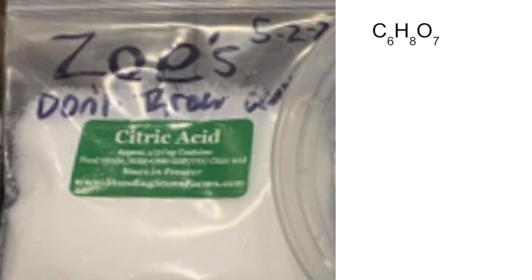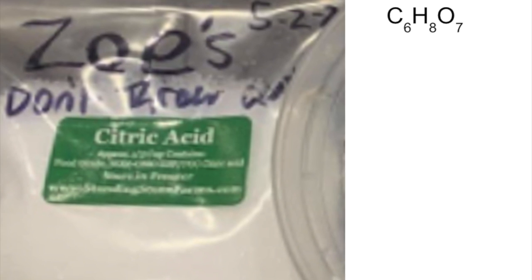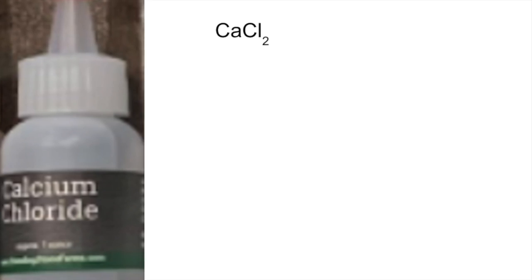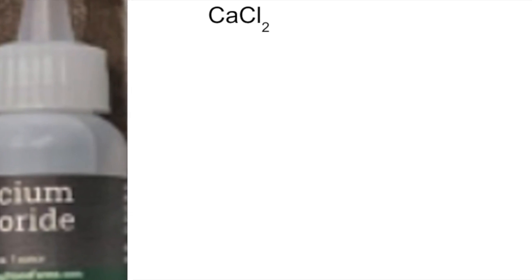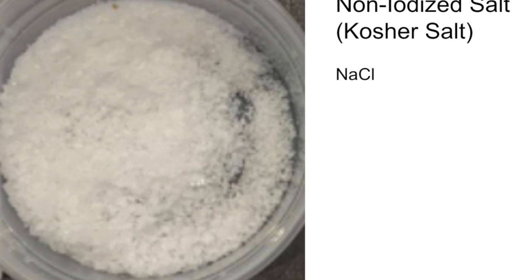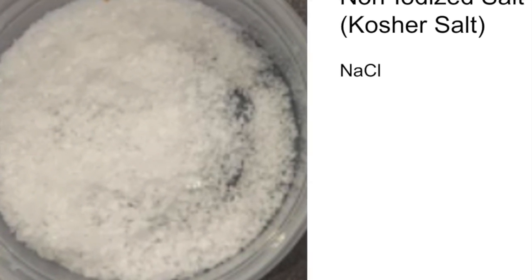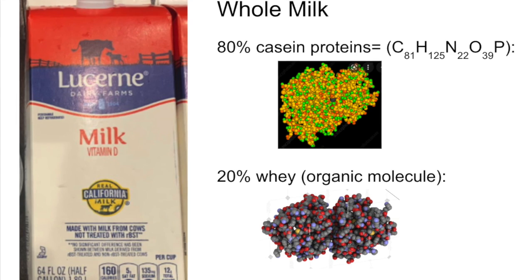Citric acid separates the curds and whey in the milk, and the chemical equation is C6H8O7. Calcium chloride replaces the calcium found in unpasteurized milk. The equation is CaCl2. The non-iodized or kosher salt helps the flavor and texture of the cheese be delicious. Its equation is NaCl.